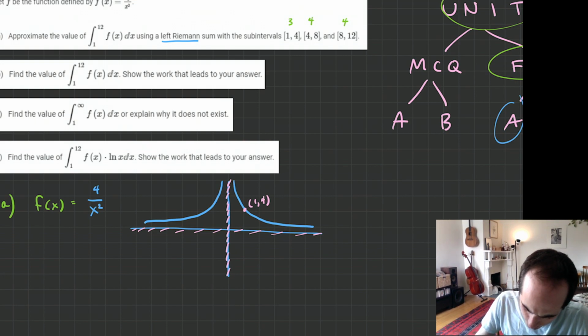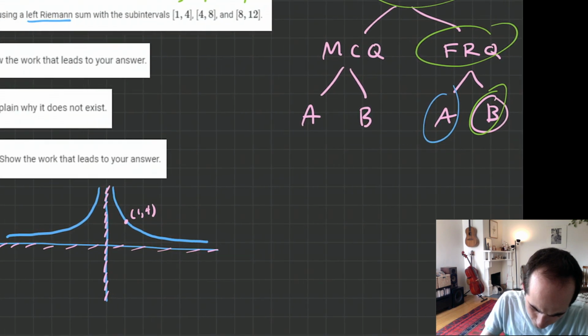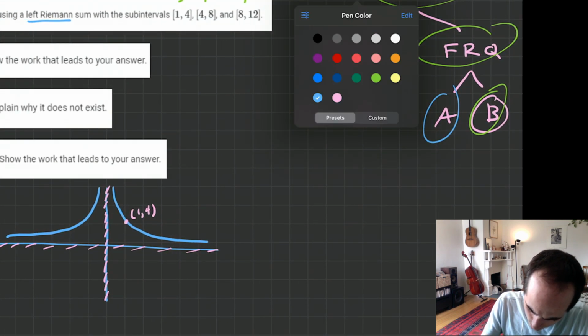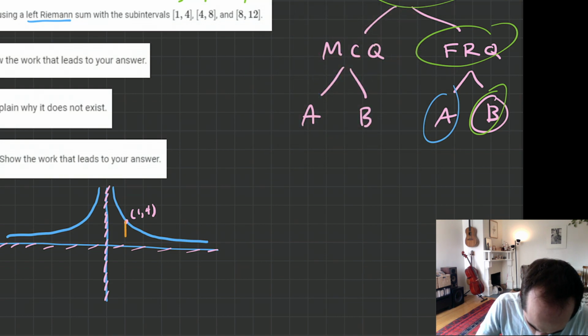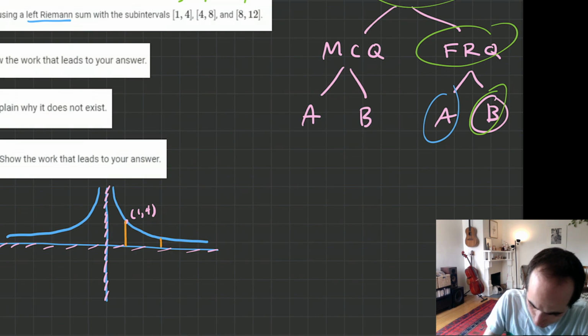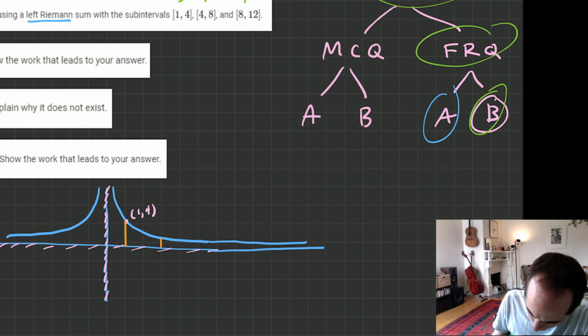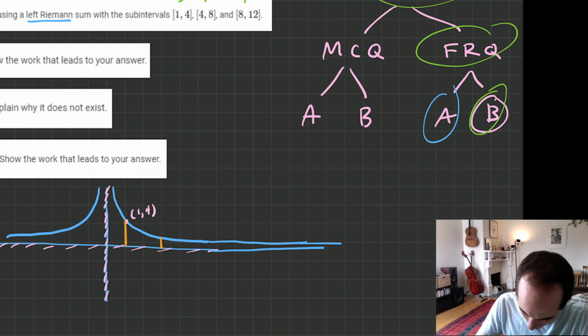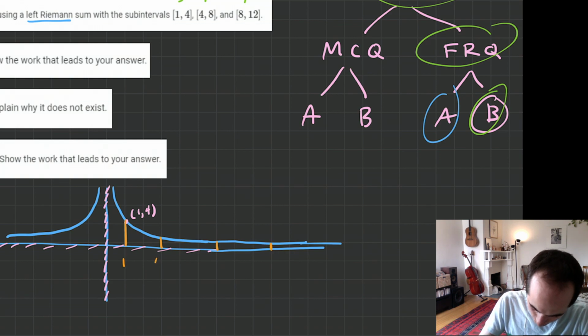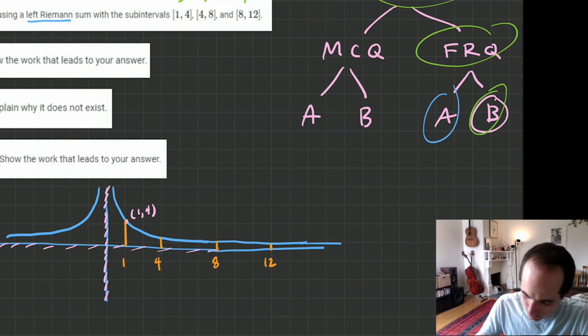So we are going to use the subintervals, what were they? 1 to 4, 4 to 8, and 8 to 12. So let me think of which color to use. How about orange? So we're going to go from 1 to 4. There's no scale to this drawing. I'm just kind of eyeballing it here. And let me kind of extend my graph a little bit. There we go. Okay, so we're going from 1 to 4. We're going from 4 till 8, it's like right there. And then 8 to 12. So let's say that that's there. Okay, so here's 1, 4, 8, and 12.